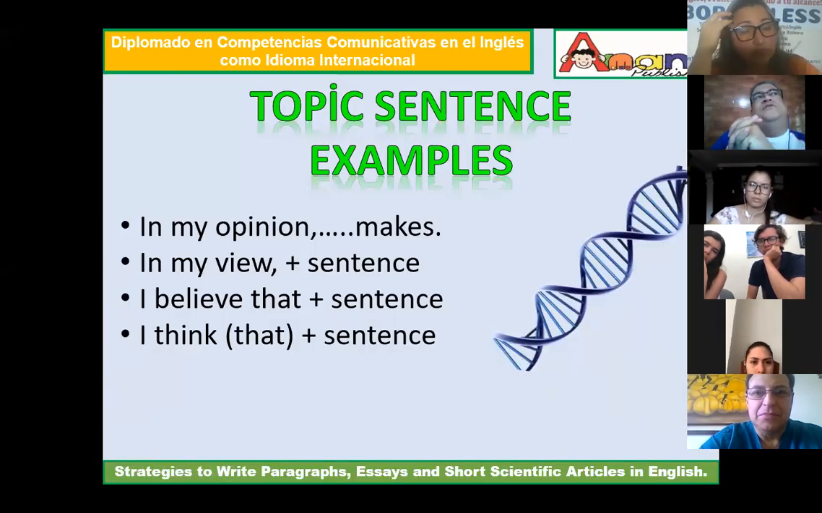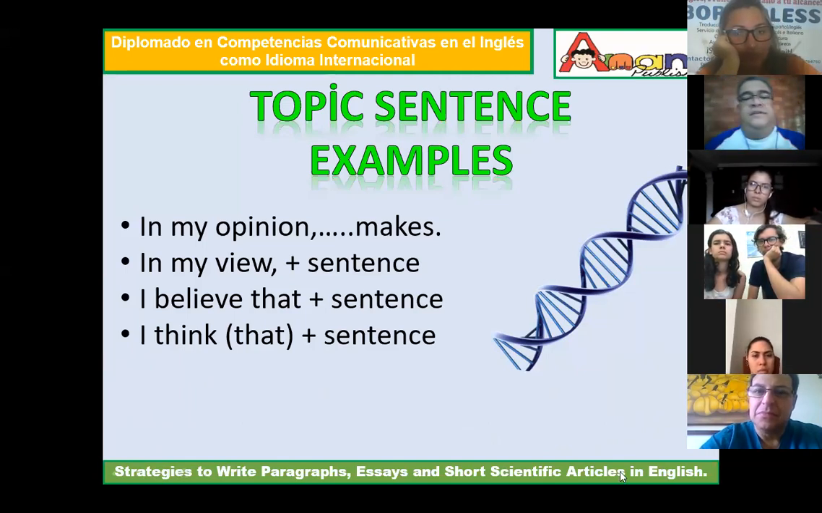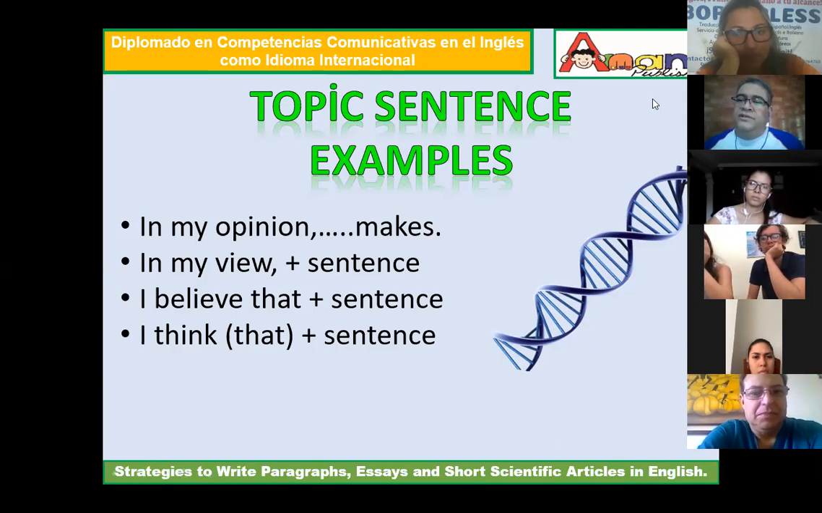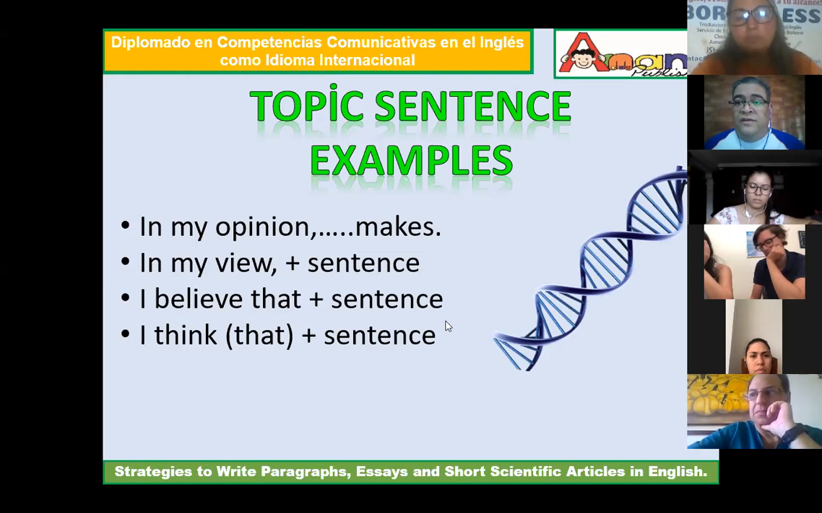We can use expressions for the topic sentence, like in my opinion, blah, blah, blah, or in my view, plus sentence, or I believe, blah, blah, blah, or I think, blah, blah, blah. So these are just a few examples of how you can start a topic sentence. They don't have to be the same all the time, but it's just to give you an idea about that, right?